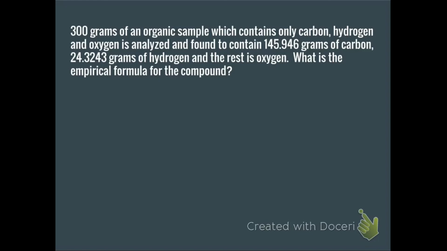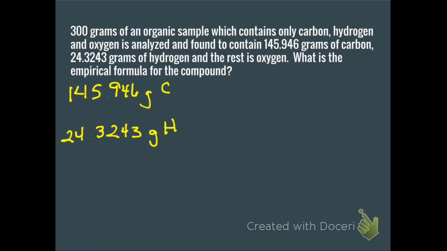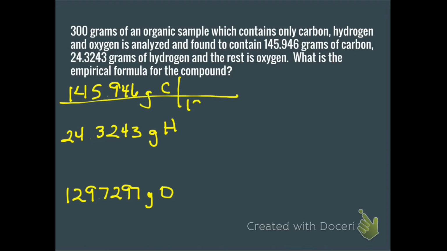All right, so we know we've always got to get our grams to moles. So 145.946 grams of carbon, 24.3243 grams hydrogen. The rest is oxygen, so it's going to be 300 minus the other two, which gets us 129.7297 grams of oxygen, because you have to have 300 grams total. And as always, our next step is get to moles. So we'll use our molar masses.